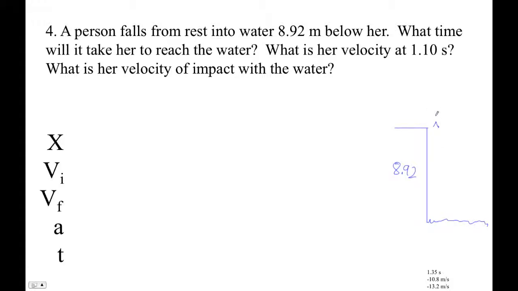So they just fall, right? They fall from rest into the water. So let's say that their initial velocity is 0. The human brain is a funny thing. Okay, so negative 9.8 is our acceleration, and then our displacement is negative 8.92, and that's because the person isn't going to go up; they're actually going to go down.